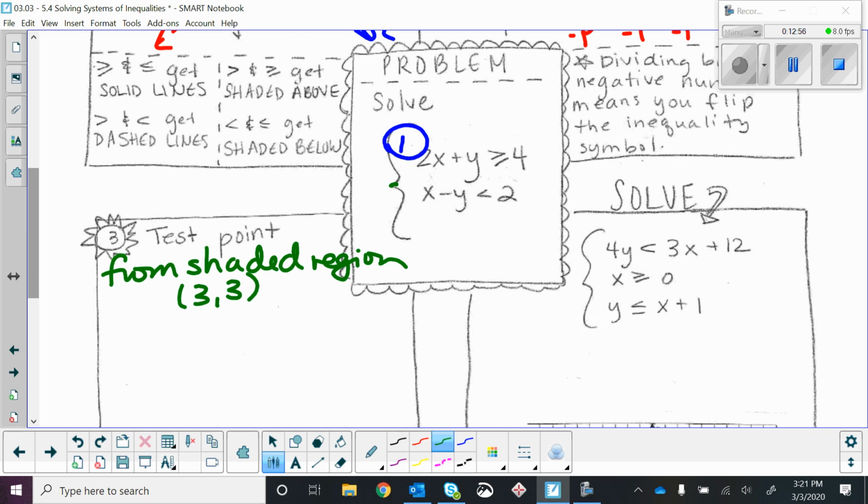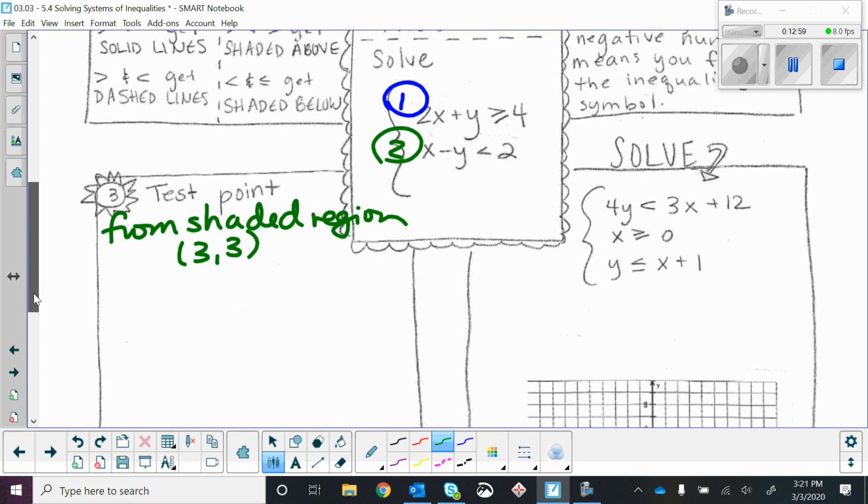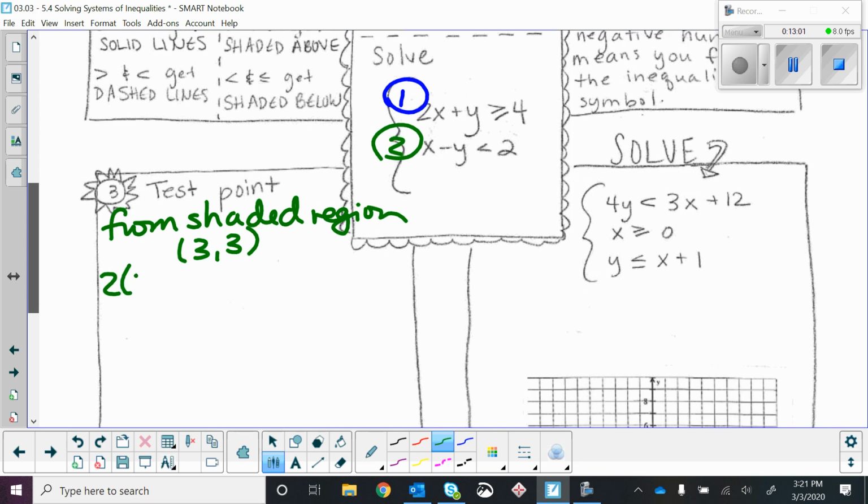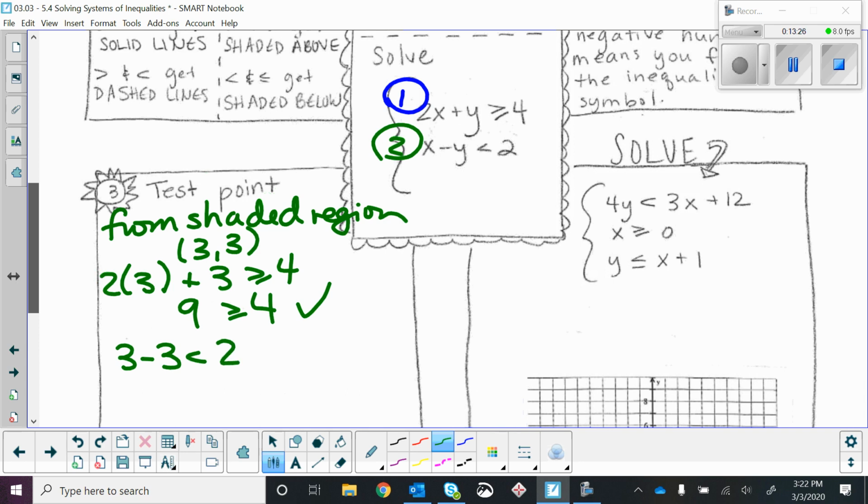So you plug it into both inequalities, 3 for x, 3 for y, and you're checking if it checks. So for the first inequality, I have 6 plus 3, which is 9. Is it true that 9 is greater than or equal to 4? Yes. So that checks. So far, so good. But you have to check the second. What is 3 minus 3? 0. Is it true that 0 is less than 2? Yes.